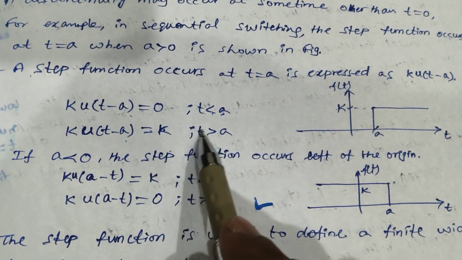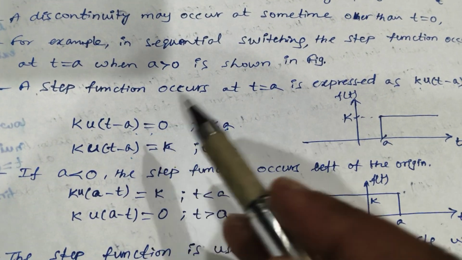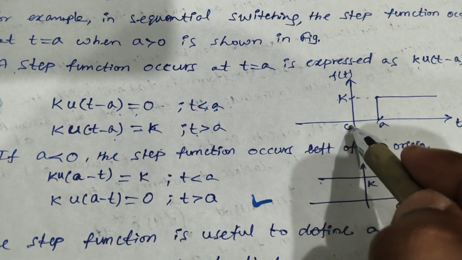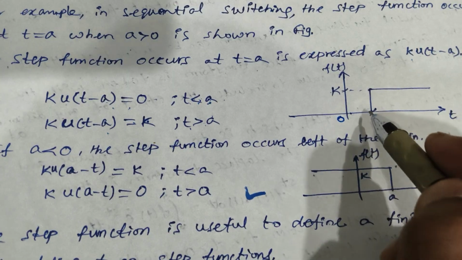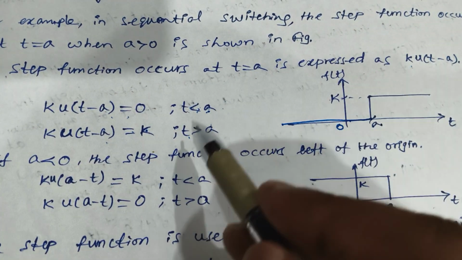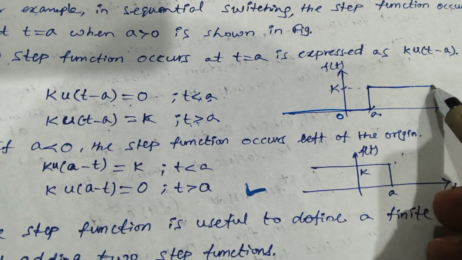So how can we represent this pictorially? At t less than a, it should be 0. Here a should be greater than 0, which means you get it on the right side only. The entire left side portion should be 0. When t is greater than a, it should reach the k magnitude, and it should be like this.